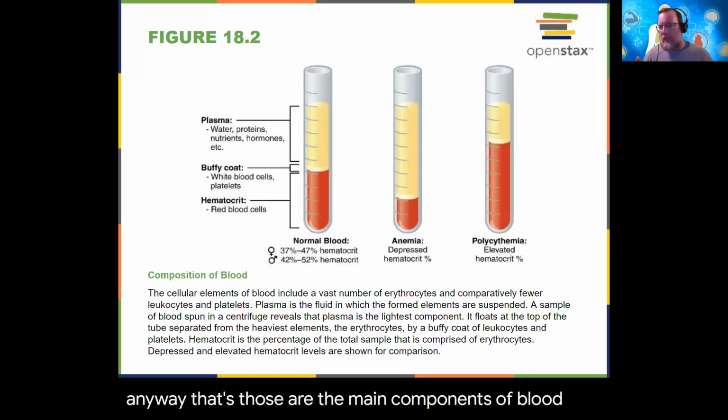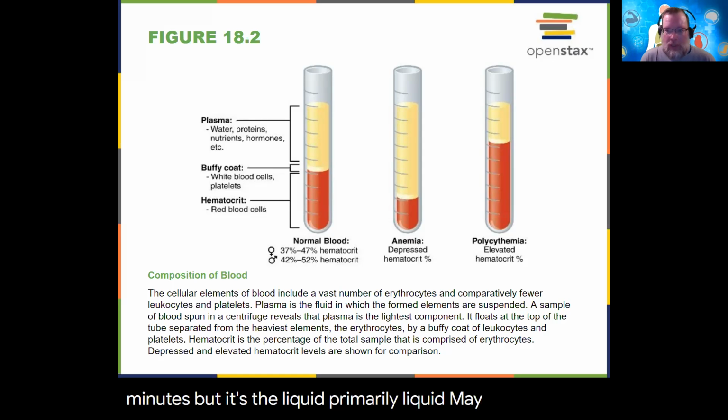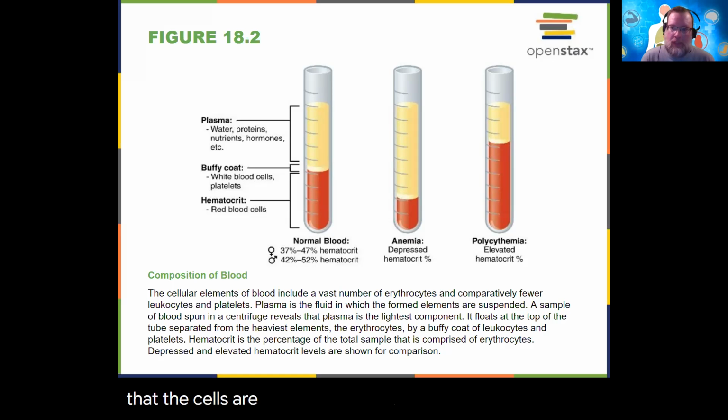When we look at this a little bit closer and break down the percentages a little bit more, we do see what's called, again, plasma. We see a little over half of your blood. So I would say around normal, around 55% of your blood volume should primarily be plasma. Okay, so 55% of your blood is plasma. We'll talk about what the ingredients of plasma are in just a few minutes. But it's the primarily liquid matrix of blood that the cells are contained within.